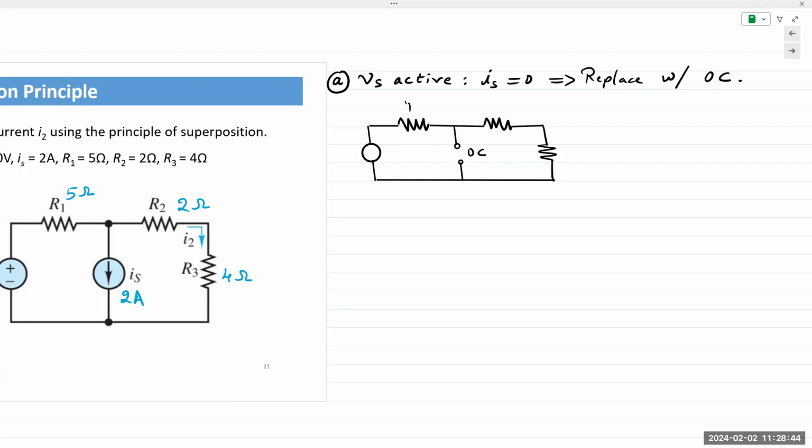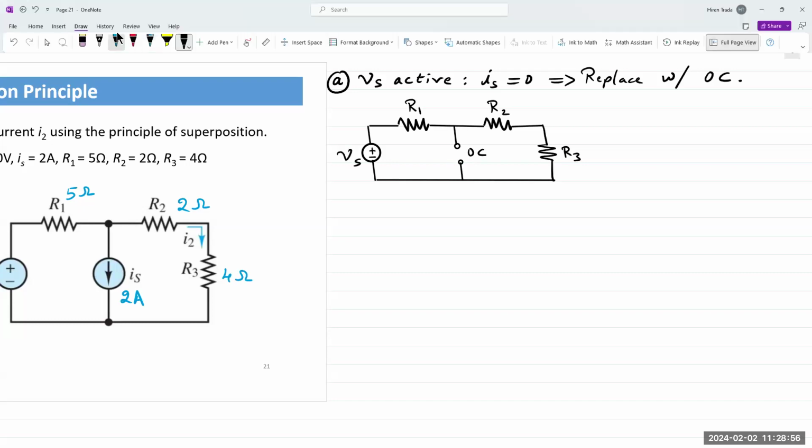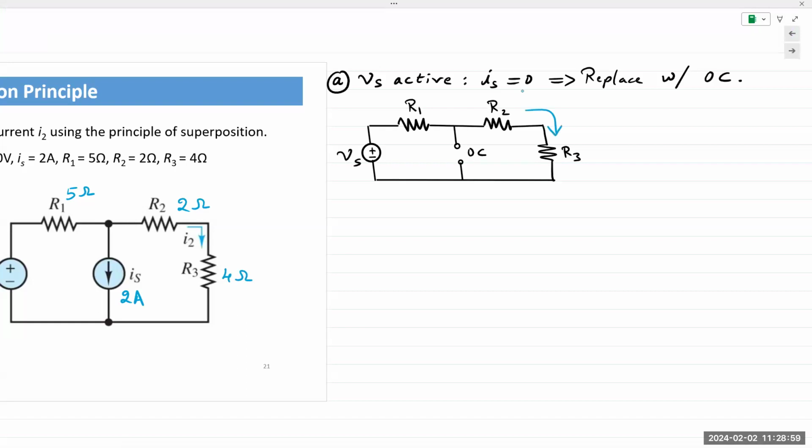This is an open circuit. R1, R2, R3, plus and minus Vs, and I have I2 coming down. But because this is circuit A, I'm going to note I2 as I2A. Okay. Again, the notation can be anything you want. It doesn't have to be exactly A or B. It could be X and Y. It could be Batman and Robin. Be anything you want.